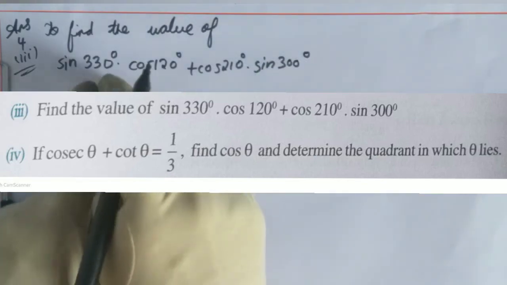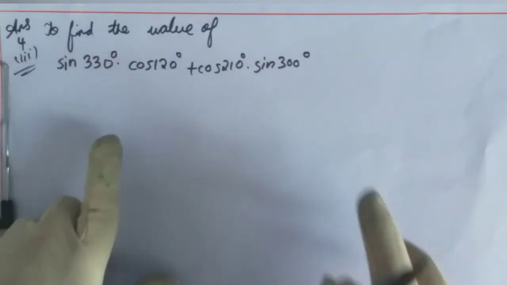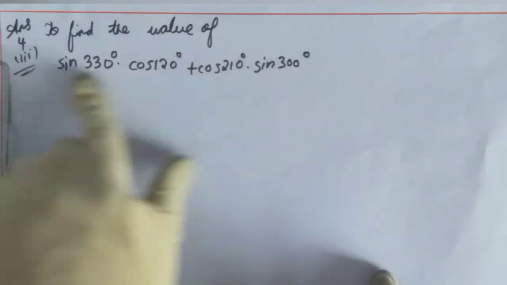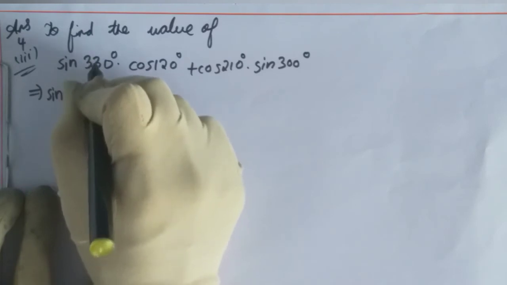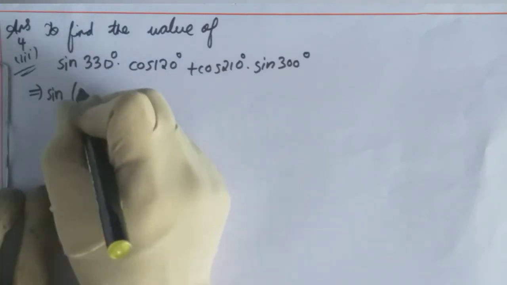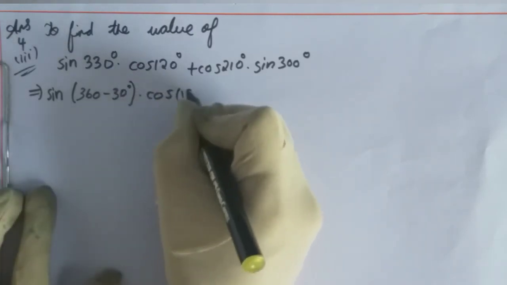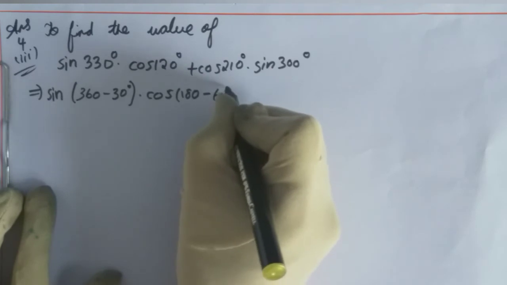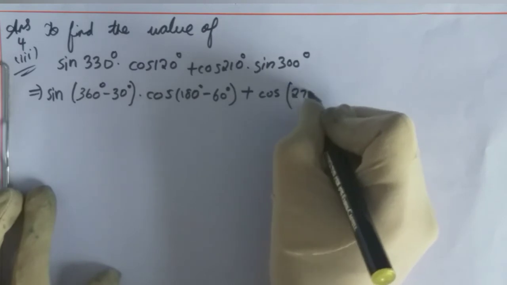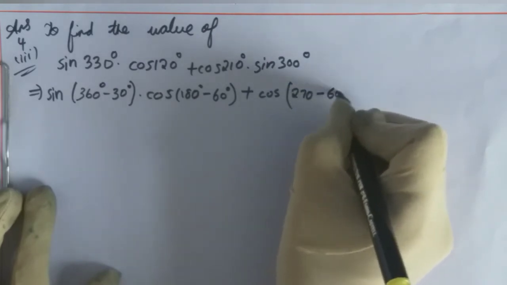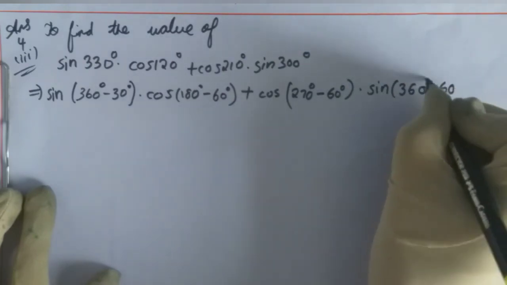Right. So I know that 330 is a big angle, 120 is a big angle, 210 is a big angle, 300 is a big angle, and so what we will do is we'll again open all these four. How to open these four? We should open them in such a way that they are nearer to quadrant angles. So 330 can be written as 360 minus 30 degrees, cos 120 can be written as 180 minus 60, plus cos 210 can be written as 270 minus 60 degrees, and sine 300 can be written as 360 minus 60 degrees.